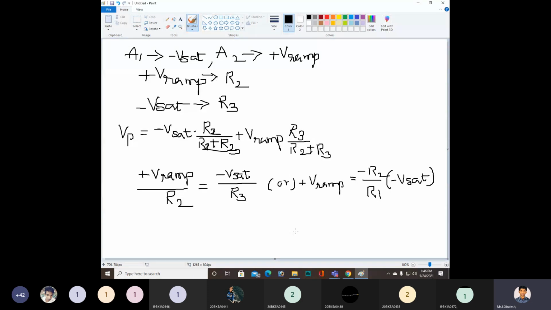Okay, so these two expressions are for only the positive or negative half cycle. The previous one is for one half cycle, this one is for one more half cycle. So if you want to calculate the peak to peak amplitude of the triangular waveform, now I am going to close this.